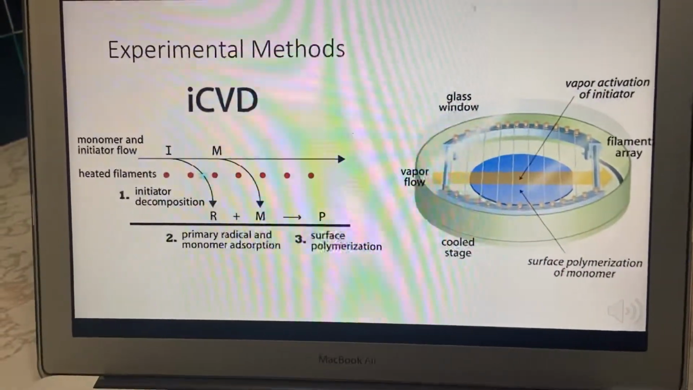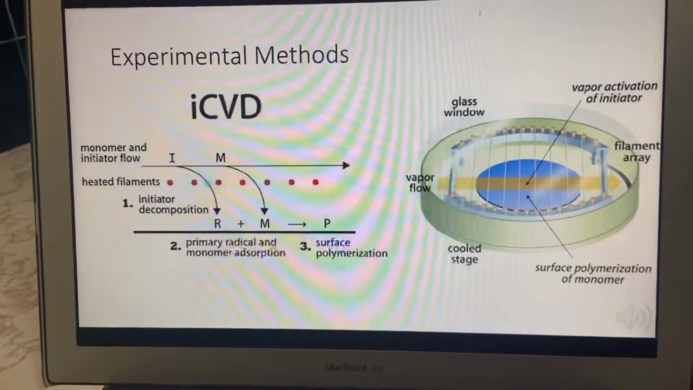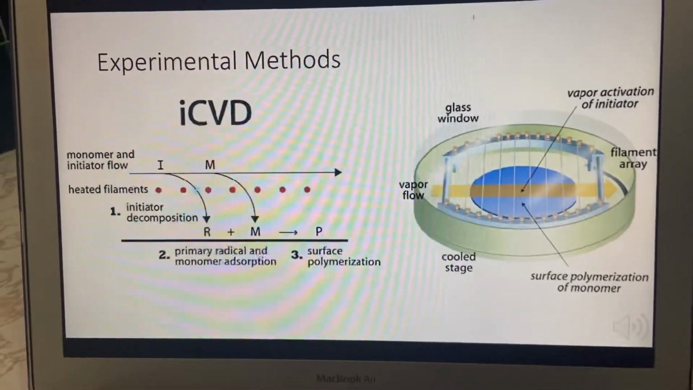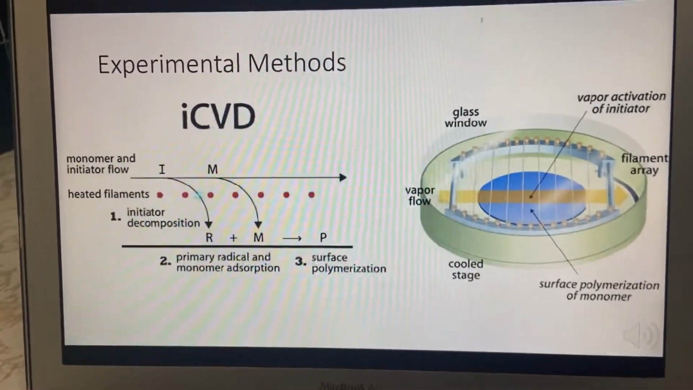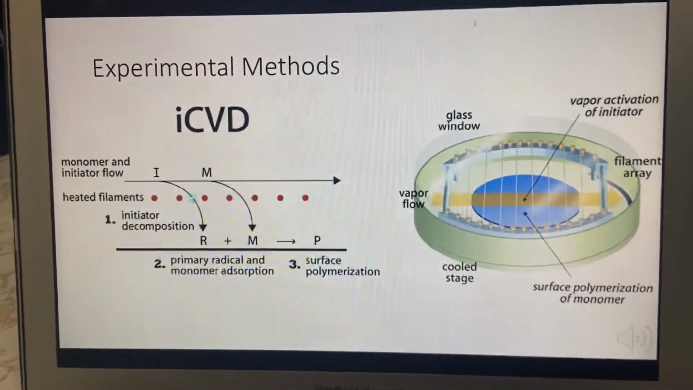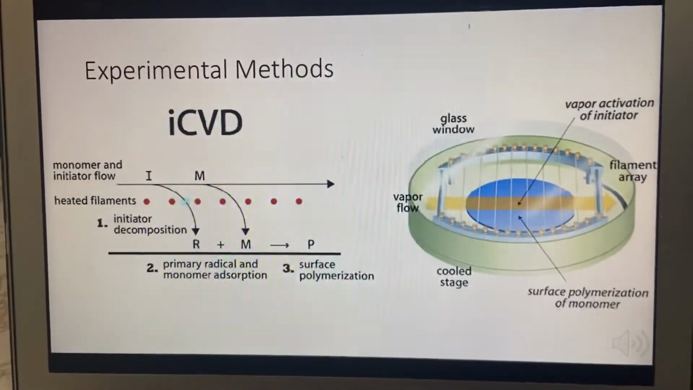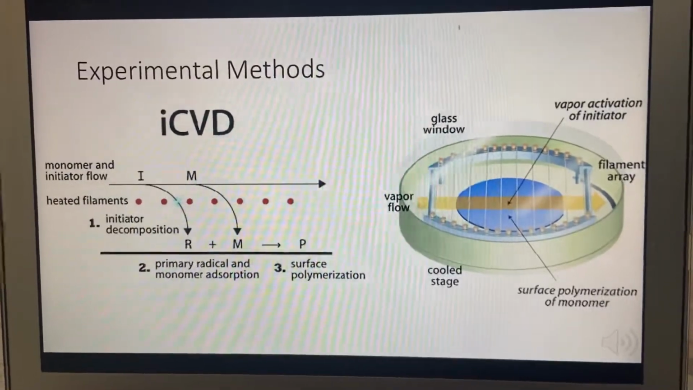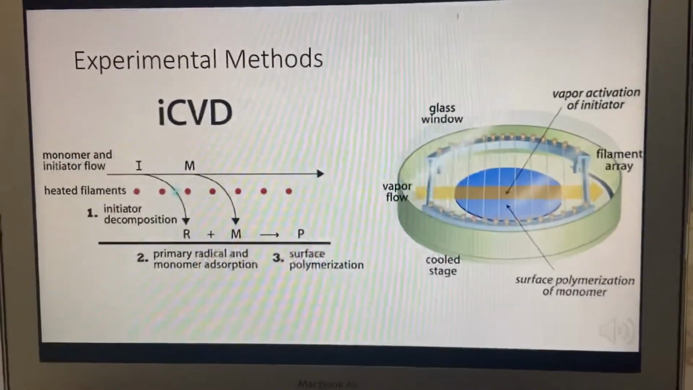Now, this process is said to have significant advantages compared to the other deposition techniques. It is conformal, solventless, and the process can allow for deposition of a film on nearly any surface, even paper or cardboard. Extremely gentle.